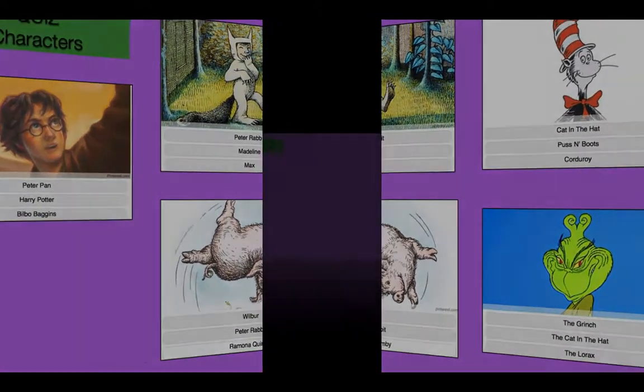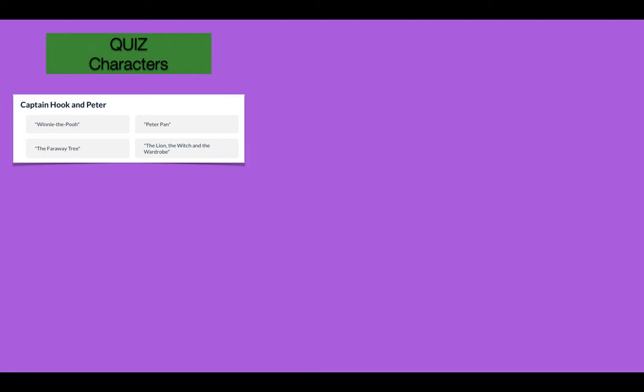How are you doing? Are you happy with how you have done so far? So let's continue with the theme of characters, and in this case you need to name the book. So Captain Hook and Peter are characters from which book?